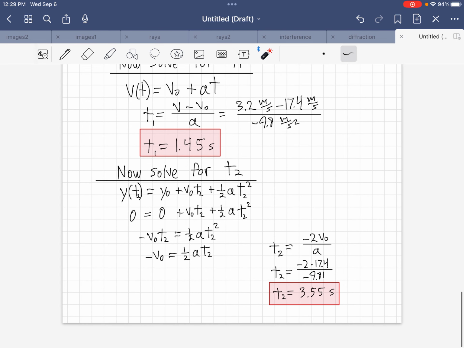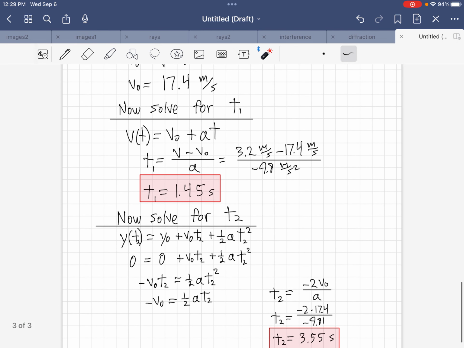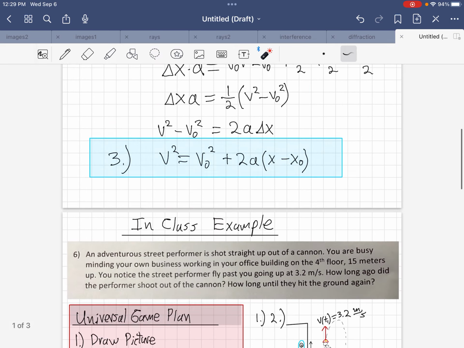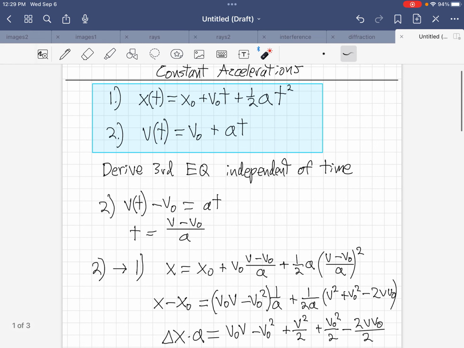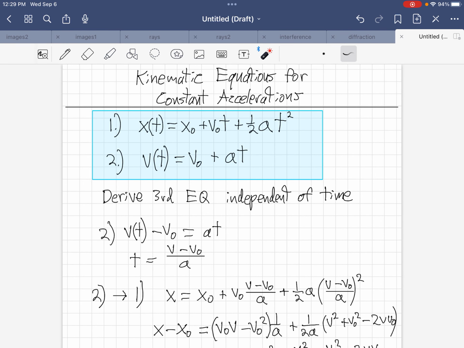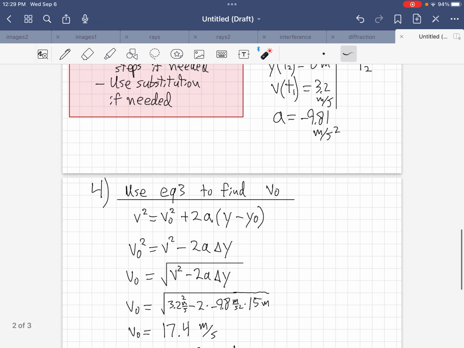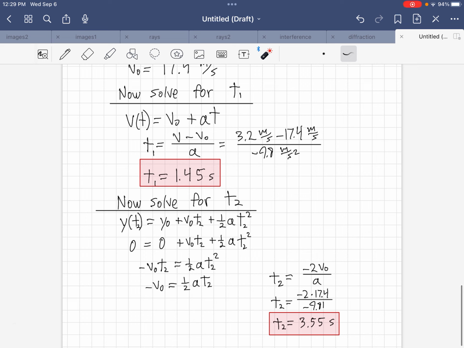And now we're asked to solve for t2. So which equation should we use? Well, we know that when the Circus Performer hits the ground again, their final position is 0. And we know their initial position is 0, so let's use this equation because it describes how position is changing. Okay, so we know their final position is on the ground, so 0. Their initial position is on the ground. We know the initial velocity, and I'll plug in time 2 here for time, 1/2 acceleration.